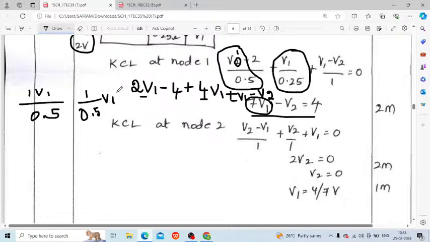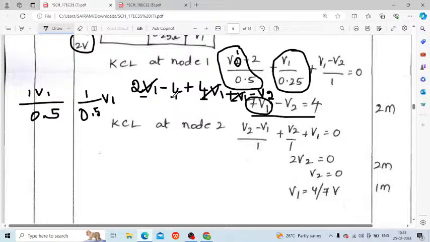This is 2 V1, which is 1 divided by 0.5 is 2, and 2 divided by 0.5 is 4, and this is 1 divided by 0.25 V1, the prefix of 1. So it is 1 divided by 0.25 V1, which is equal to 4, and this is V1 minus V2. So here it is V1, 4 V1, 2 V1, which is 7 V1 minus V2, which is equal to 4.